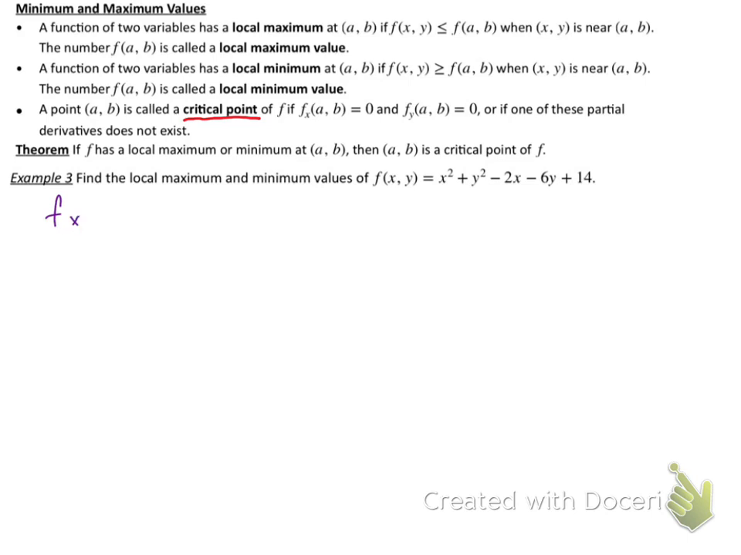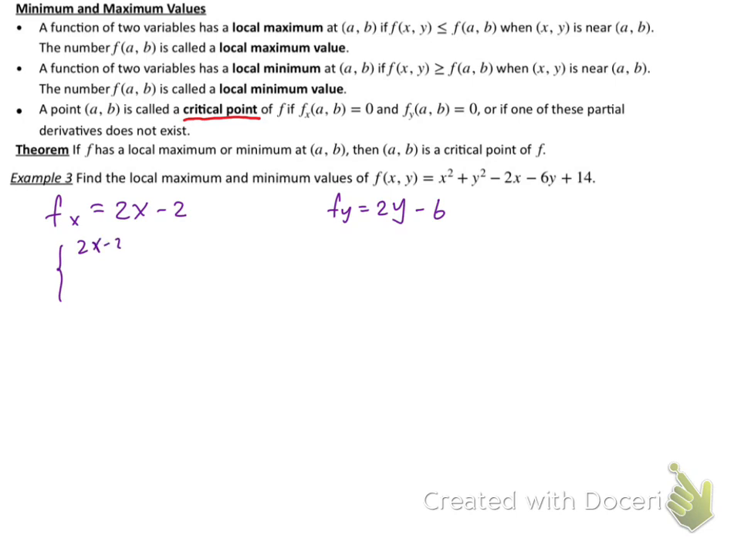So for f sub x, x squared gives me 2x, y squared gives 0, negative 2x gives negative 2, and negative 6y and 14 are all constants. So my f sub x is 2x minus 2. And my f sub y: x squared gives me 0, y squared gives me 2y, negative 2x gives me 0, negative 6y gives me negative 6, and positive 14 gives me 0. You found these two derivatives, and the critical point happens when both of them equal 0.